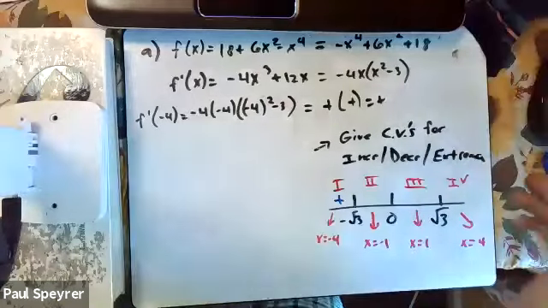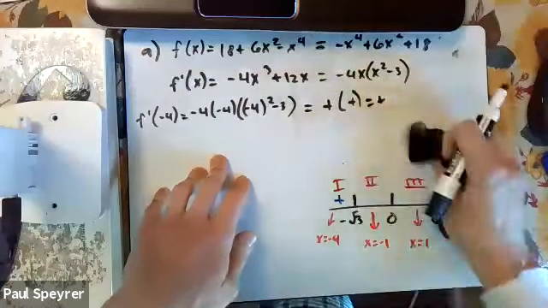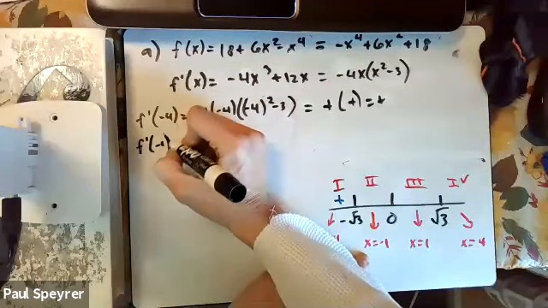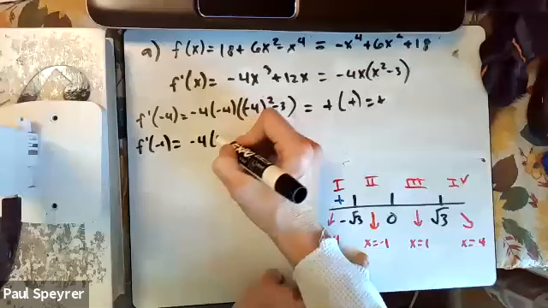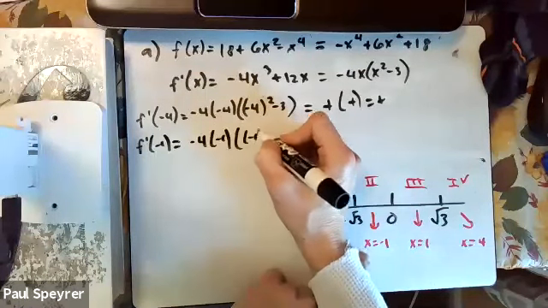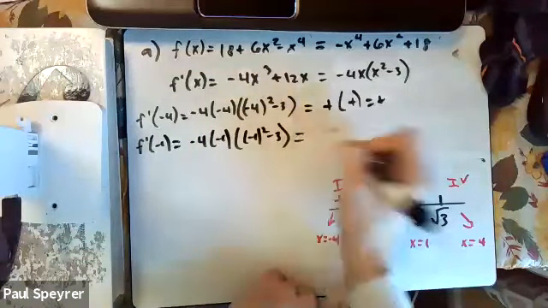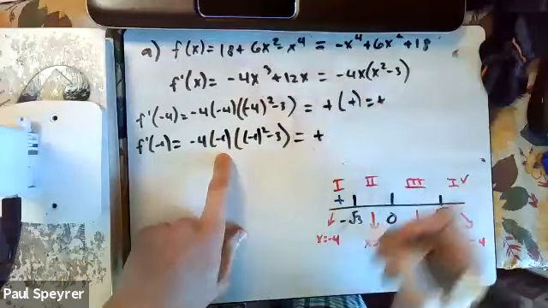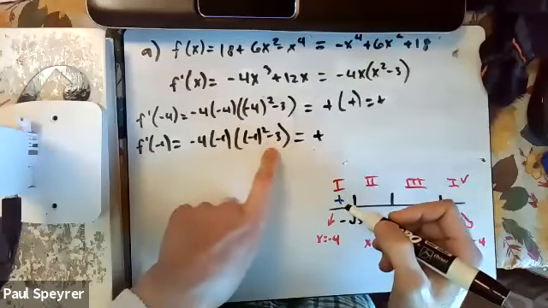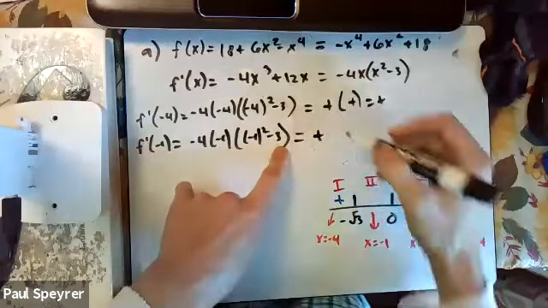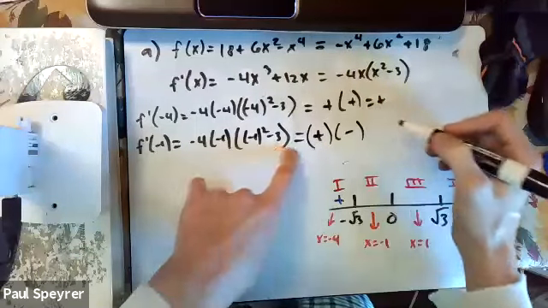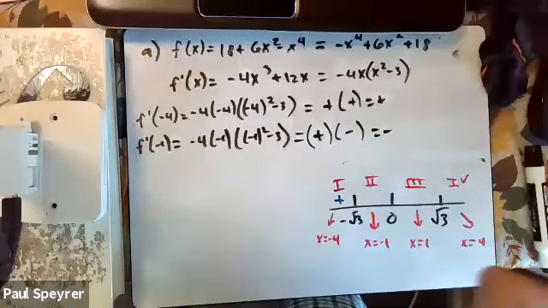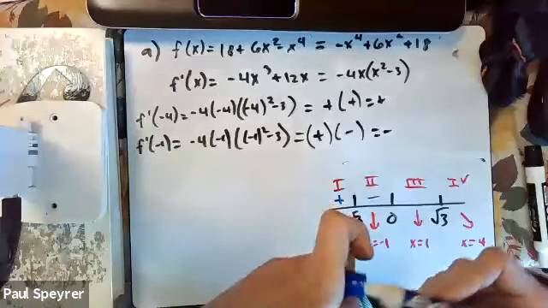Now, what if we do it for the next region and I test f prime of -1? Well, we have -4 times -1, and then -1 squared minus 3. What ultimately happens right there? -4 times -1 is a positive value. -1 squared minus 3, that's 1 minus 3, that is a negative. What's a positive times a negative? It's just a negative. So right there, we know that in region 2, we are decreasing.